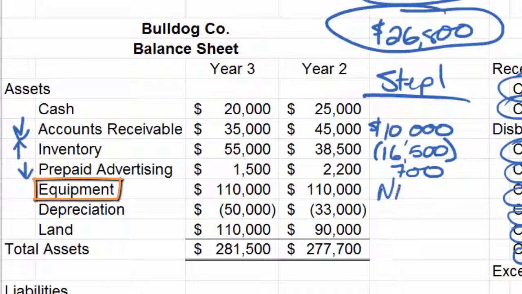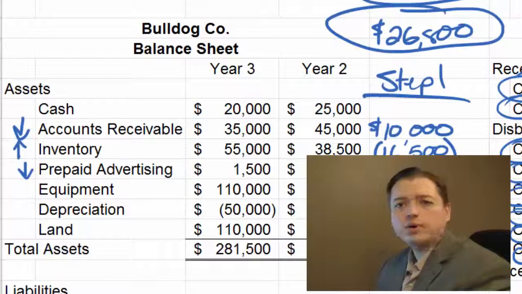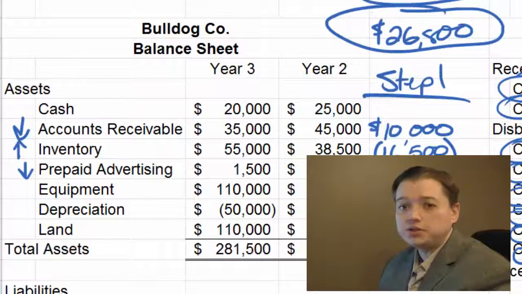Equipment, we're not going to worry about equipment because it's not a day-to-day operation to buy equipment. And we're not going to worry about land either because that's not a day-to-day operation. We will use it when we do a full statement of cash flows, but for now, we're not going to.